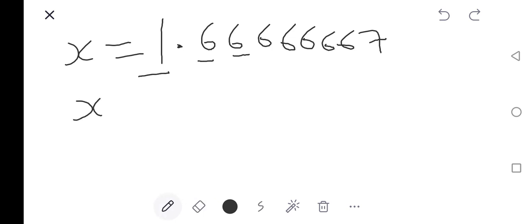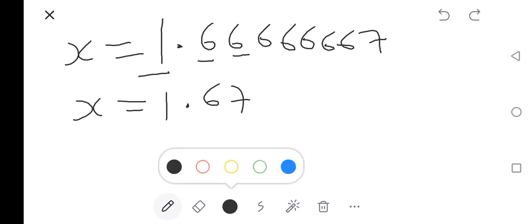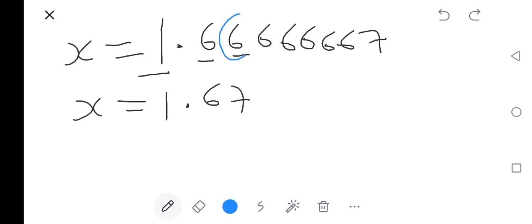So meaning the value of x is simply 1.67. So it has changed to a 7 because you know the rule of rounding off, that if this number is bigger than 5 or 5, you add the 1 on this one. So that's why I've written a 1.67.